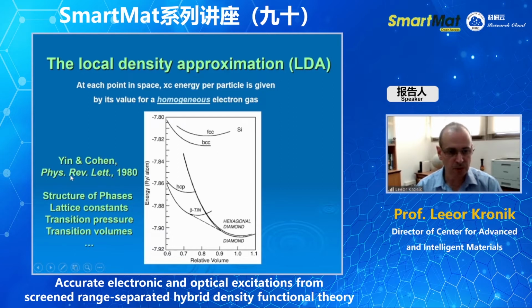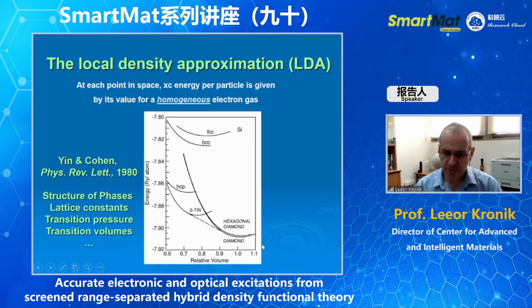Here's very early work from Yin and Cohen from a little over 40 years ago already. They looked at silicon. And they calculated using this local density approximation, the energy as a function of the volume for various hypothetical structures, FCC, BCC, HCP, etc.